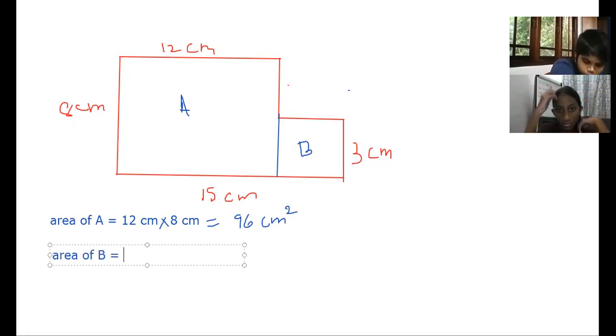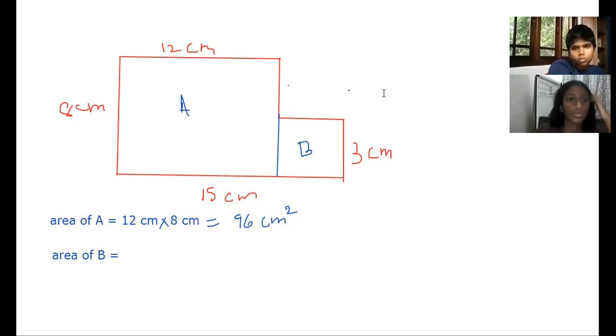Can you tell me what are the length and breadth values of B? What is the length? What is the breadth? 3 and 3.